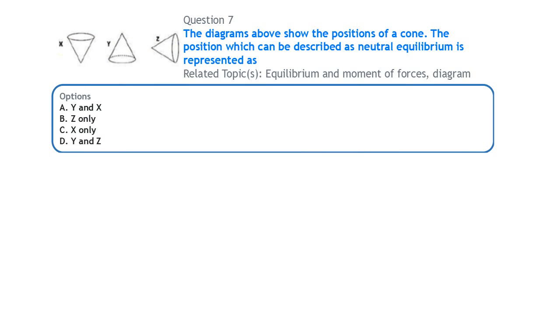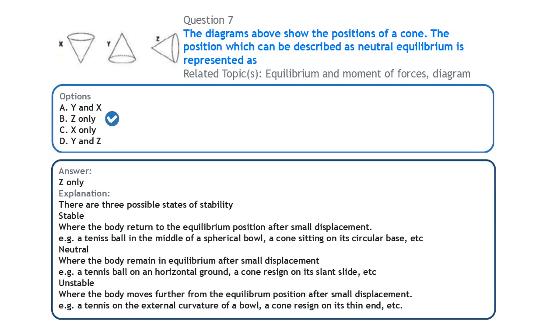Next question. We have a diagram here that shows the position of a cone. The position that can be described as neutral equilibrium is represented as... the cone here in X is in unstable equilibrium.